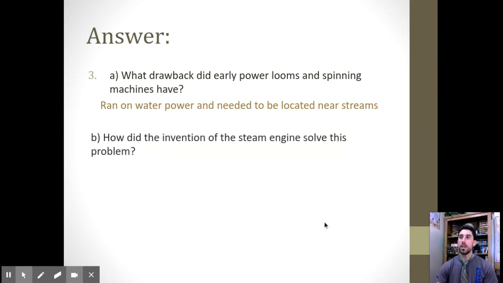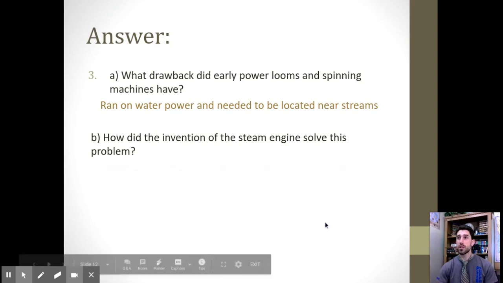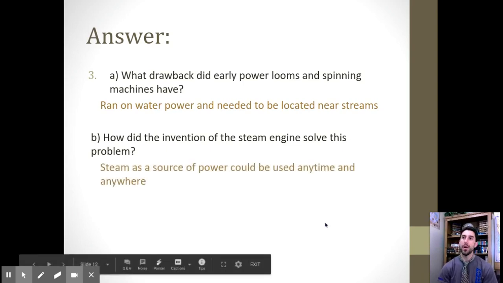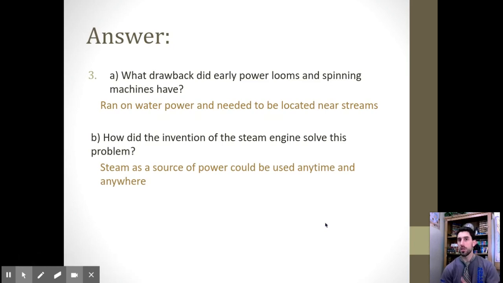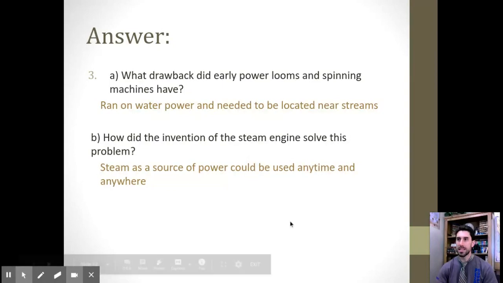Now, how did the invention of the steam engine solve this problem? It allows a factory to be located anywhere. Steam as a source of power could be used anytime and anywhere, as long as you had a supply of water and coal or wood or whatever you're using to make the steam.